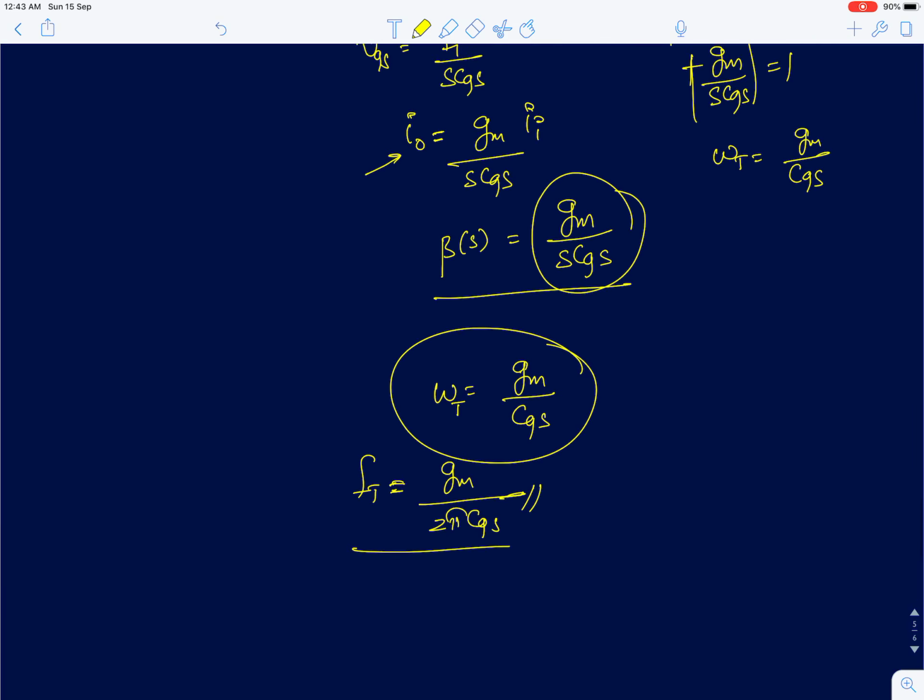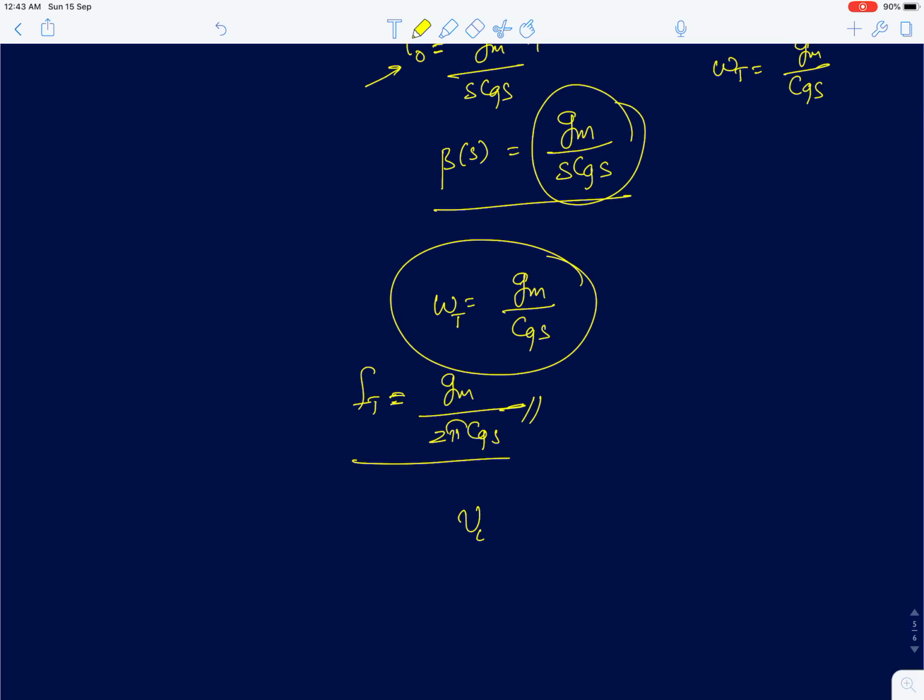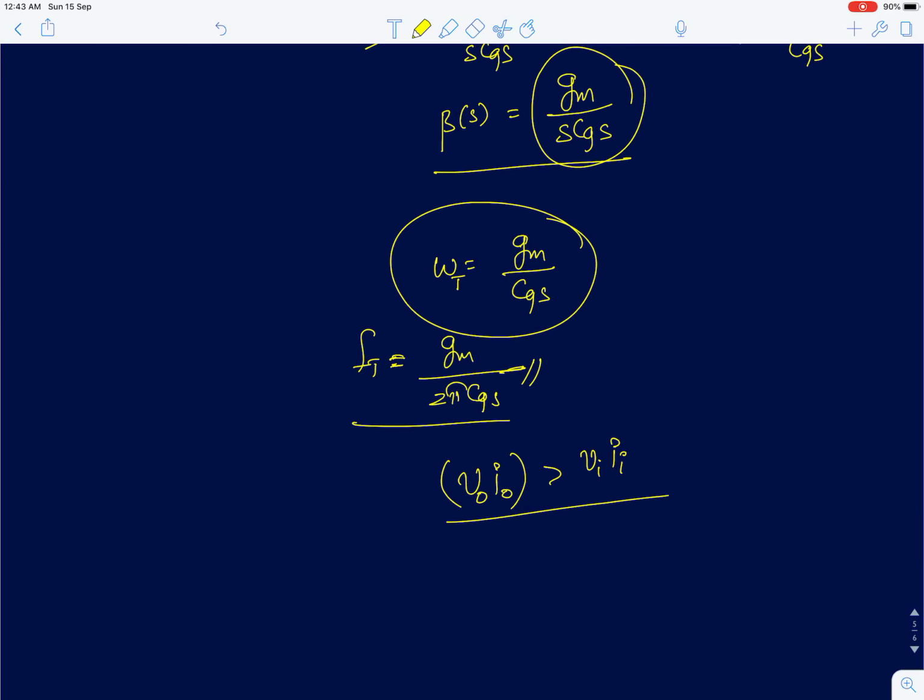For an amplifier, you need to have power gain, meaning the output power. V naught times I naught, the output voltage times the output current, should always be greater than Vi times Ii. So when this ratio, P naught by Pi, becomes less than or equal to 1, it's no longer an amplifier.